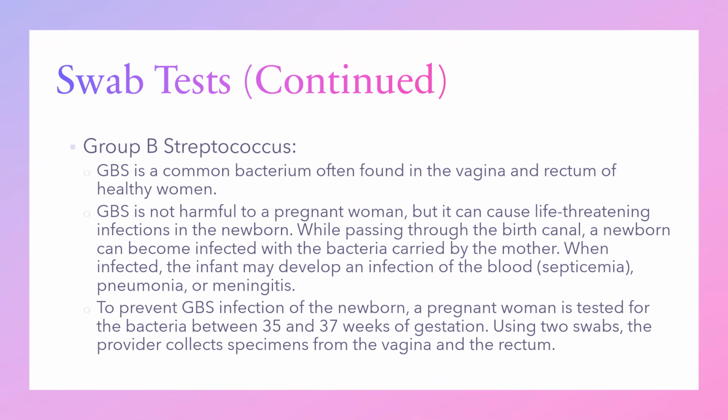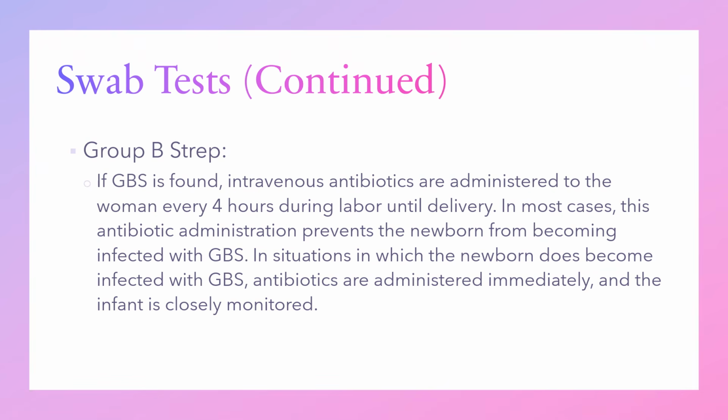They're going to use 2 swabs for this and collect specimens from the vagina as well as the rectum. If it's found, they're going to get IV antibiotics while they're in the delivery process every 4 hours when they come into the hospital. In most cases, this antibiotic administration prevents the newborn from becoming infected. There are situations where they do become infected with it, so they get antibiotics immediately and they're closely monitored. We do have patients that come in every now and then that might not have been tested. Maybe they don't have any prenatal care, and typically they're giving these antibiotics anyway, just in case as precautionary measures.